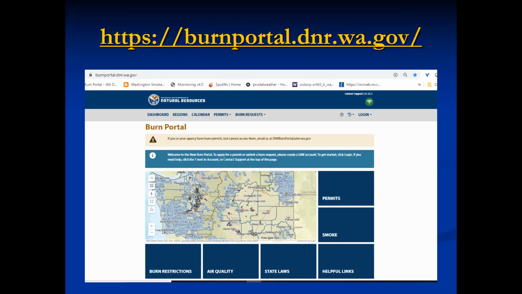This is also where you would go to apply for your burn permits. It is a little bit clunky. I will admit that it's not designed for one-time or random users. For the most part, it was put together for regular repeat burners, which is about 95% of the burning we do as far as tonnages go. So it's geared more towards those folks.